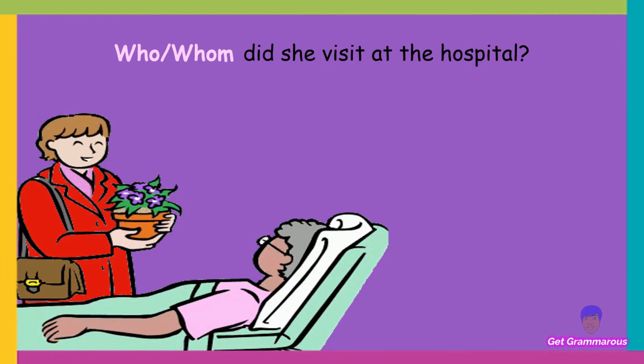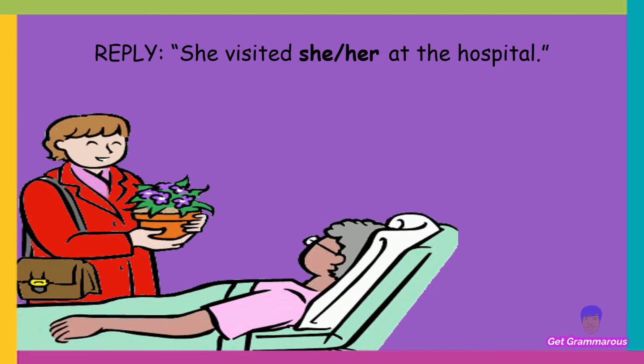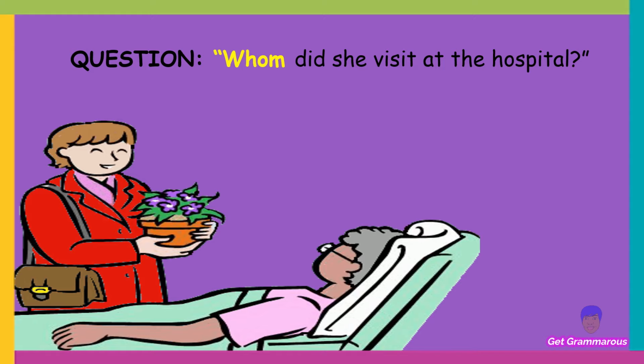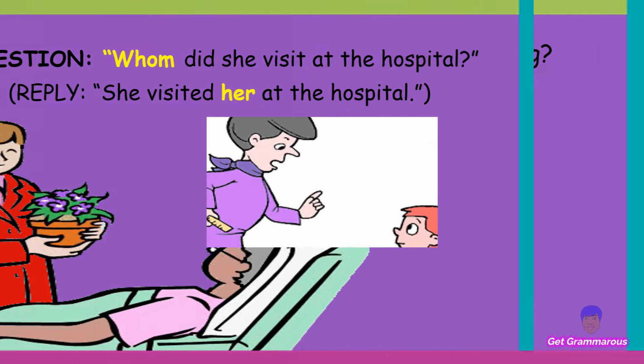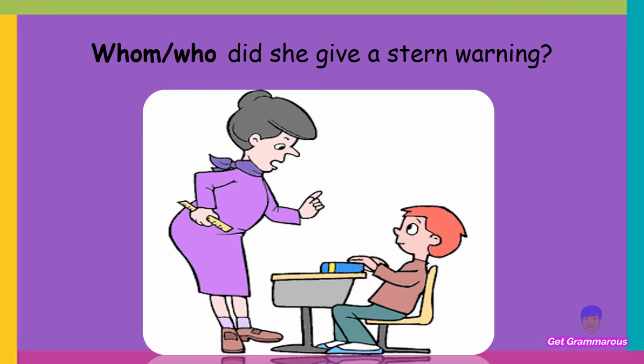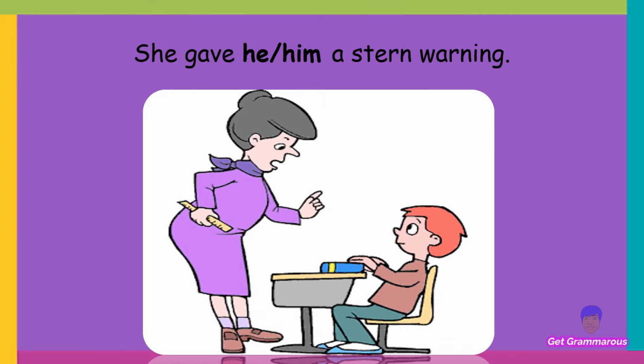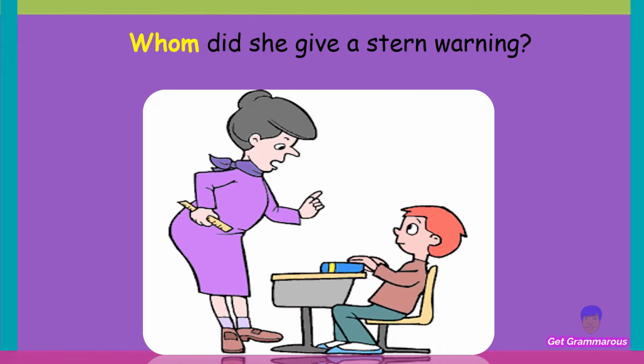Whom did she visit at the hospital? For this sentence, we have to answer the question. Let's reply. She visited her at the hospital. So the answer is, whom did she visit at the hospital? Who did she give a stern warning? She gave him a stern warning. When we substitute, which one sounds okay? He or him? The answer is, whom did she give a stern warning?